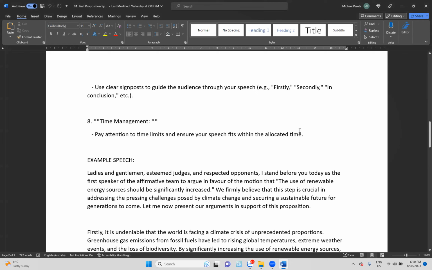And of course, something you'll see on every document we look at today is time management. This is important because obviously we have a set amount of time. We want to deliver as much information as we can, so we really want to be careful with how we structure and how long we spend on an issue.